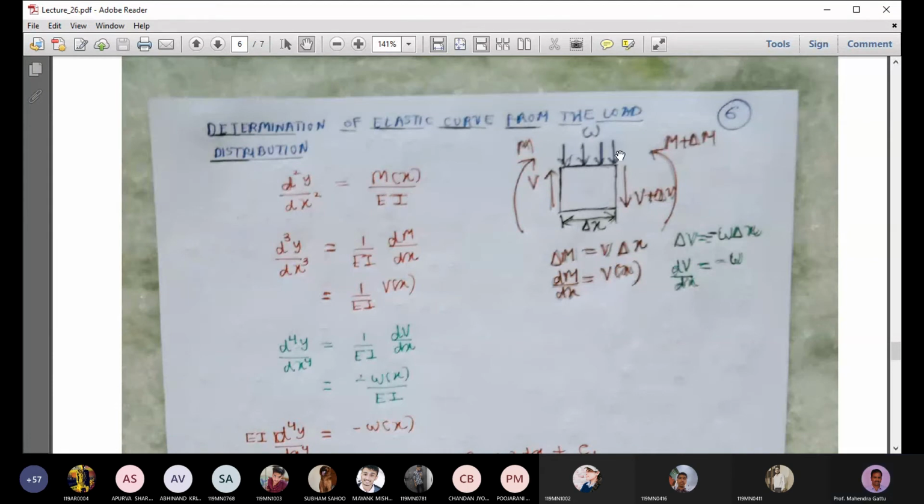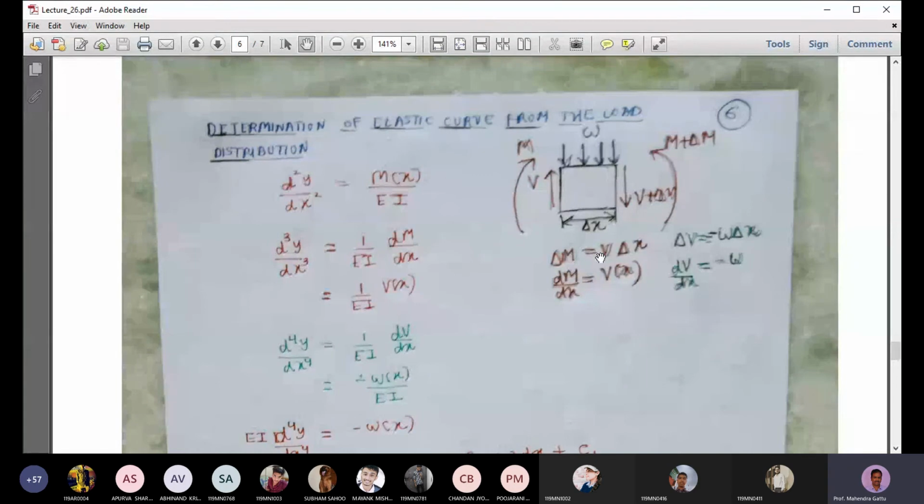Okay, so we can sketch that small segment which is subjected to the distributed load W. On the left face we have shear force V, and according to the convention V is positive upward, and M in the clockwise direction is positive. On the right surface V plus dV is positive and M plus delta M in the anti-clockwise direction is positive. For this system we have already done the analysis, and what we found was the change in the shear force delta V is equal to minus W delta x, and that means dV by dx is minus W. So we have done this. And another thing we have done is that the change in the bending moment is V times delta x.